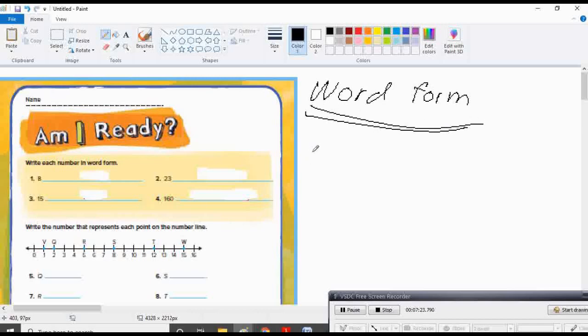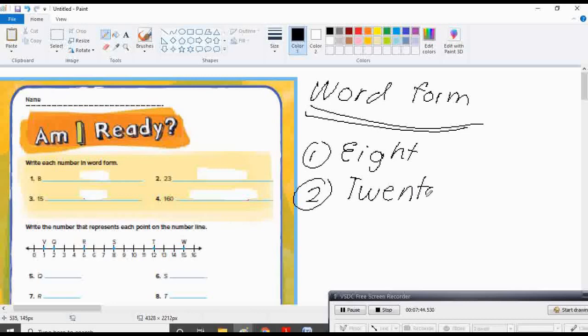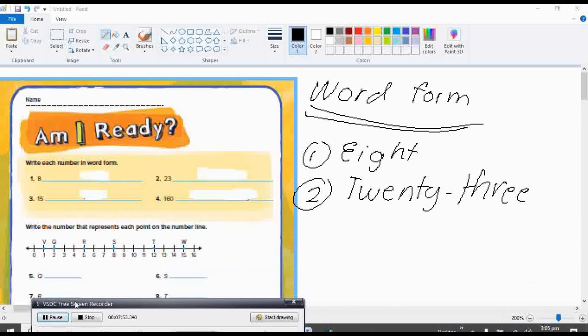For example, number 1, how are we going to spell the word 8? 8 is E-I-G-H-T. In number 2, 23, T-W-E-N-T-Y dash T-H-R-E-E. You have to remember, in the word form, it is very important for you to write the correct word and the correct spelling for each number it represents.